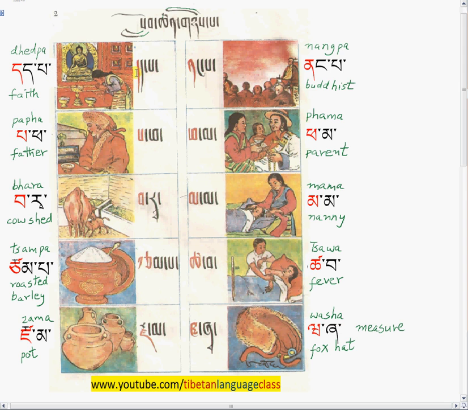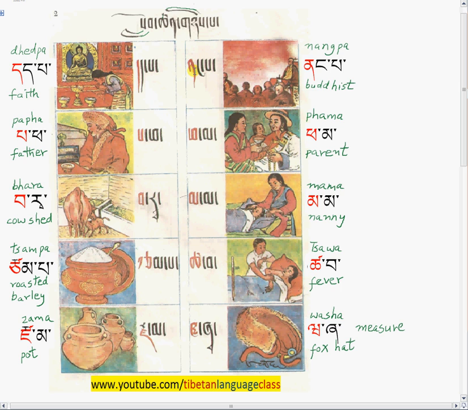So the first word we have here is tepa, and then the same thing in Uchen, and then how it's pronounced, tepa, and then the meaning at the bottom. So this is Tepa. Tepa means faith. Faith in Buddhism, faith in Buddha, faith in Christianity, faith in Islam, faith in Hinduism. So whatever your faith is.